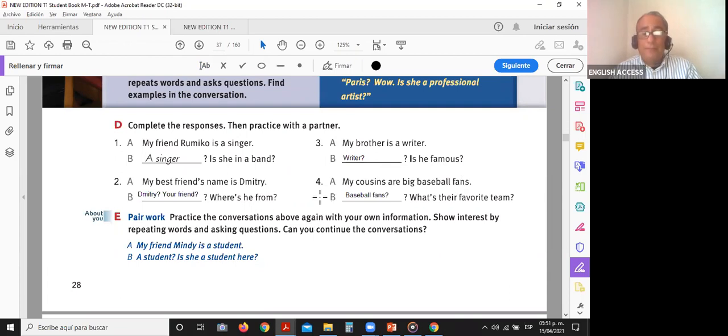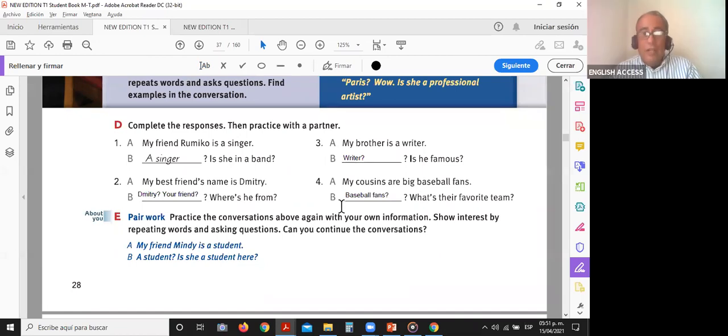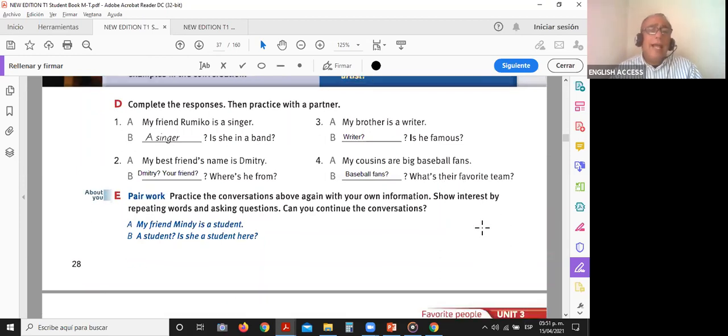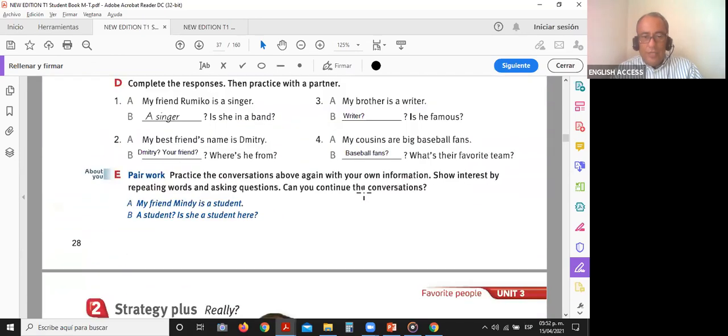1, 2, 3. My cousins are big Bulls fans. Baseball fans? What's their favorite team? Very good practice. And remember, this strategy to repeat words and asking questions are to show interest in a conversation.